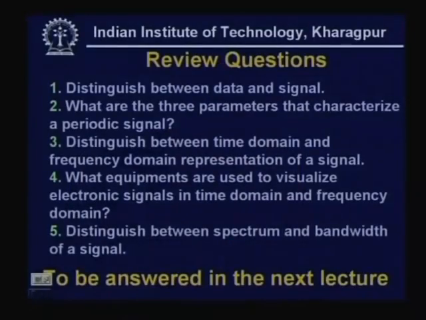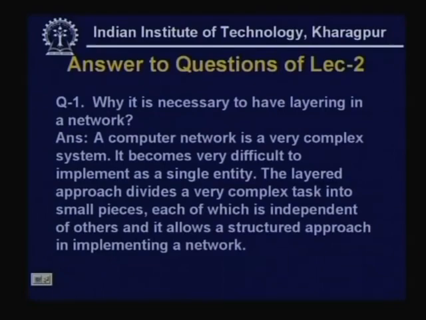So, we have covered different topics related to data and signal. Here are the review questions on this particular lecture. The questions are: distinguish between data and signal. What are the three parameters that characterize a periodic signal? Distinguish between time domain and frequency domain representation of a signal. What equipments are used to visualize electronic signals in time domain and frequency domain? Distinguish between spectrum and bandwidth of a signal. So, these questions will be answered in the next lecture, and we end this lecture with the answers to the questions of lecture 2.